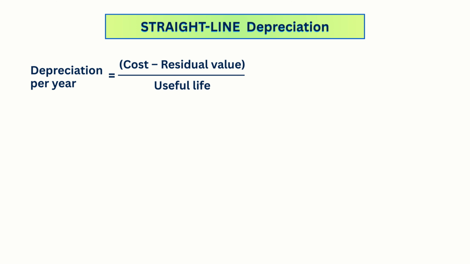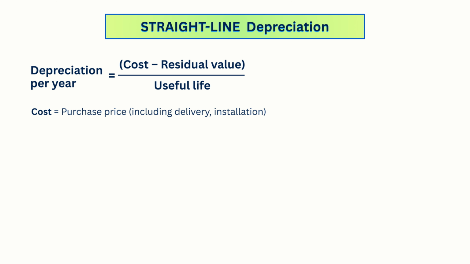Straight line depreciation assumes the asset is used evenly each year, so the depreciation charge is the same amount every year. The calculation works like this. We take the asset cost, subtract the residual value, and then divide by the useful life. Let's quickly break down these terms.